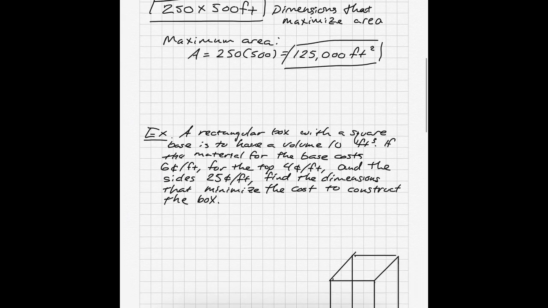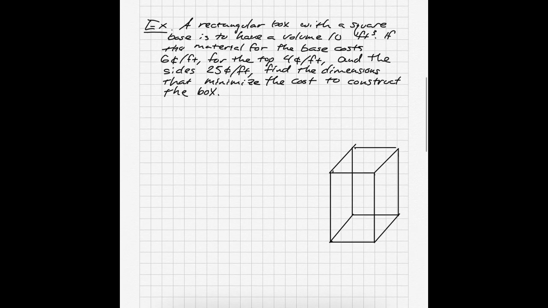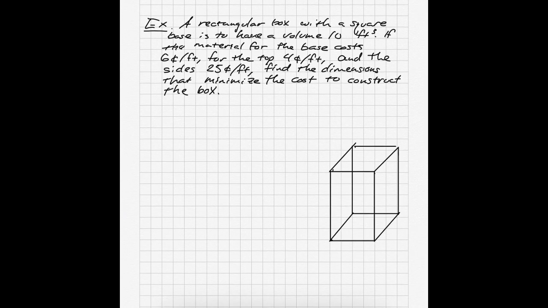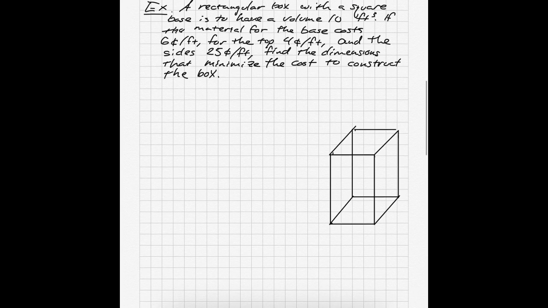Okay, so here's another example. A rectangular box with a square base is to have a volume 10 cubic feet. If the material for the base costs 6 cents per foot, for the top 4 cents per foot, and for the sides 25 cents per foot, find the dimensions that minimize the cost to construct the box.